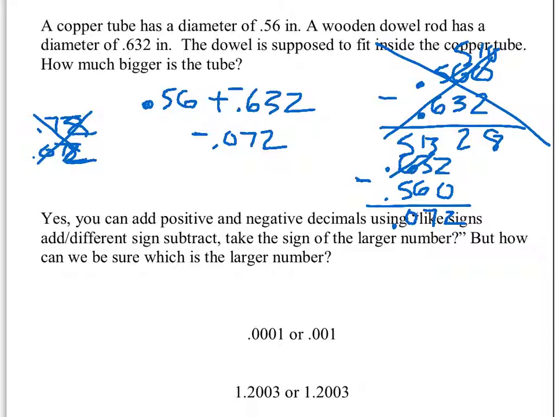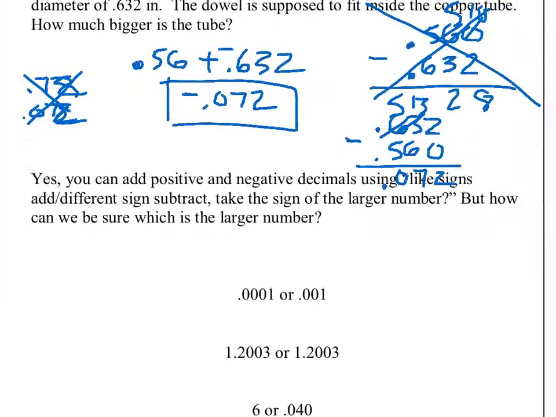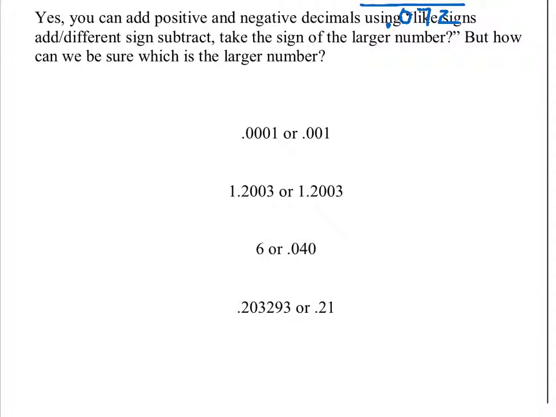Yang? The dowel. Yeah, that means that the tube is not actually bigger. It means that the dowel rod is actually bigger. So in this particular case, that's what that negative means. That's one of those reasons why we have negatives. It's because they will explain things to us like that. Okay? So we can use positive and negative decimals. We can use like signs, add; different signs, subtract, take the sign of the larger number.